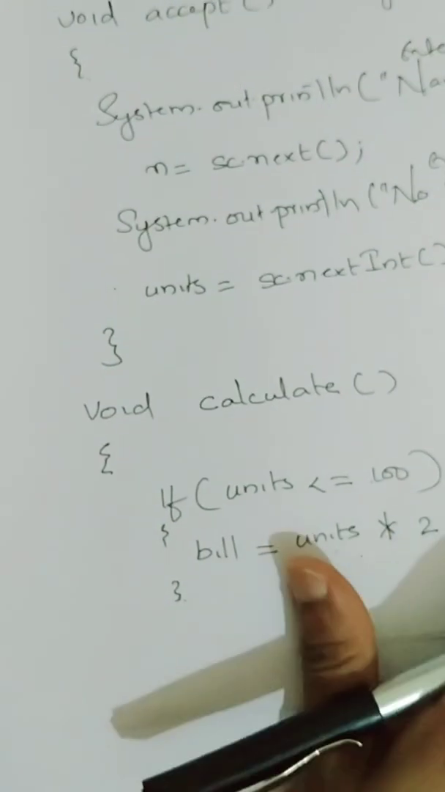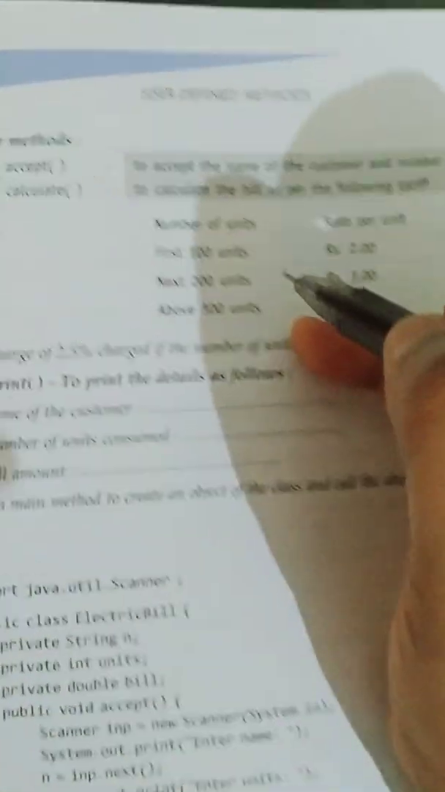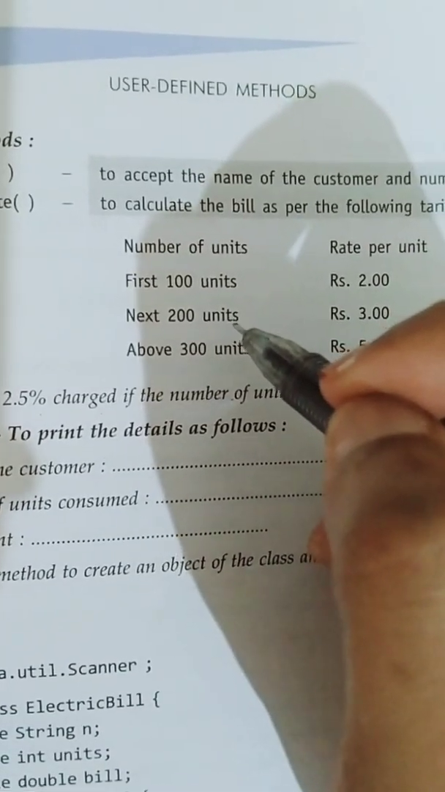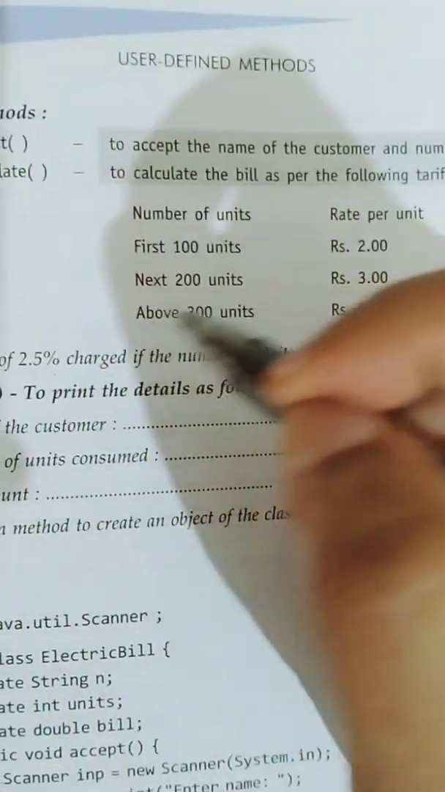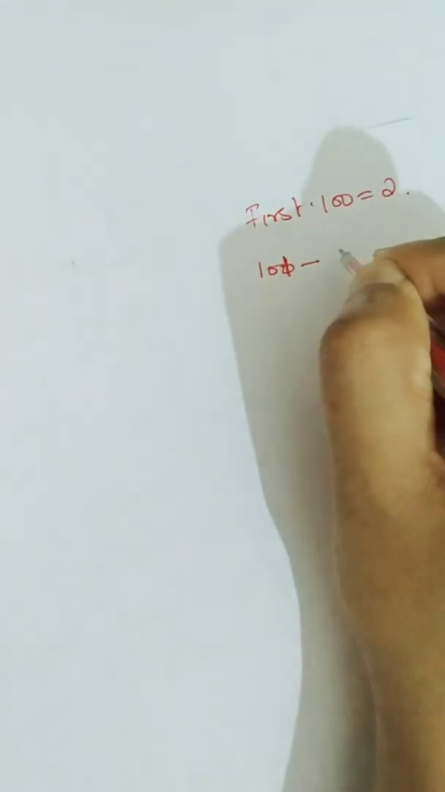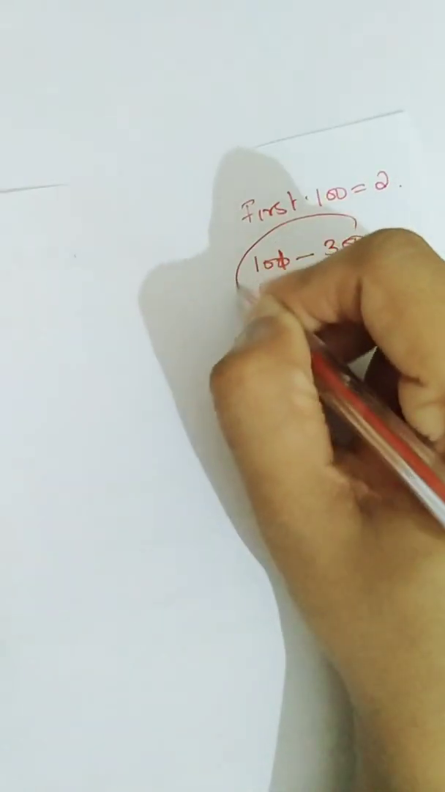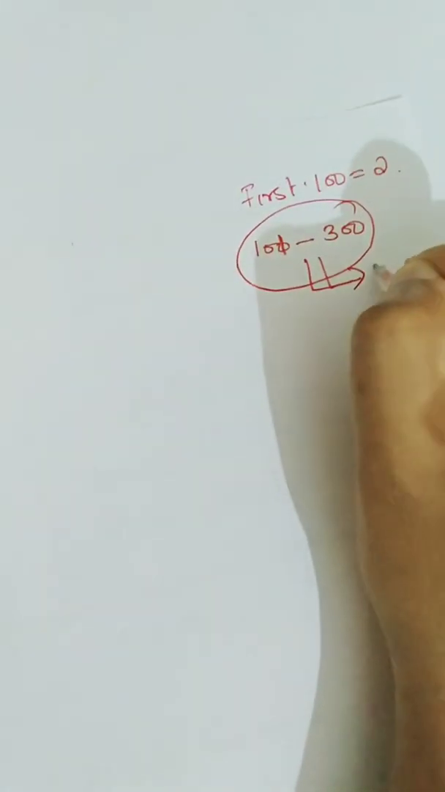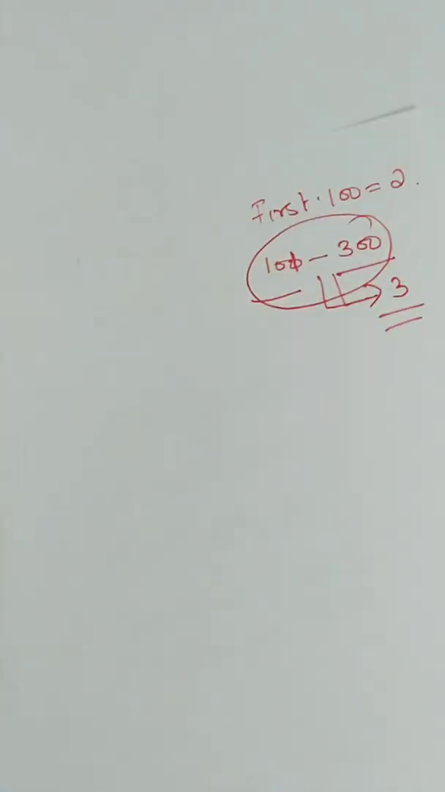Opening and closing braces for the if, as you need. Okay, this is your first condition. Now what is the second condition? For the next 200 units it is rupees 3. Not the first 200 units, the next 200 units. Next 200 units means, for the first 100 it is 2 rupees per unit, and for the next 200, from 101 to 300, it is rupees 3. Clear?